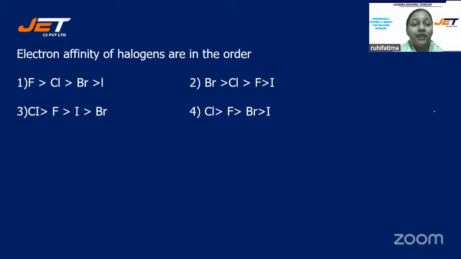Next question. Electron affinity of halogens are in the order. Your options are number 1, fluorine greater than chlorine, greater than boron, greater than iodine. Option number 2, boron greater than chlorine, greater than fluorine, greater than iodine. Option number 3, chlorine greater than fluorine, greater than iodine, greater than boron. Option number 4, chlorine greater than fluorine, greater than boron, greater than iodine.